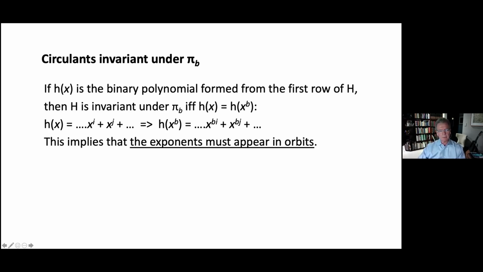It means that the exponents in this polynomial have to appear in orbits. So here's an example for my p equals 13. I have a polynomial h of x, 1. Well, 1 is x to the 0, and if I multiply 3 times 0, I still get 0. So when I do that, multiply by 3, this one stays where it is. That's an orbit, the orbit of 0. If I multiply by 3 here, it goes over here. By 3 here, it goes here, and by here, it goes here. So in fact, h of x is equal to x to the 3. So this, a circulant that has this polynomial defining it is invariant under this multiply by 3 permutation.